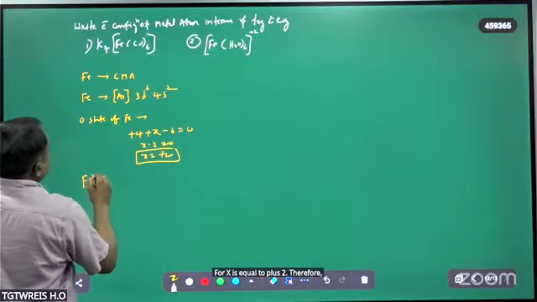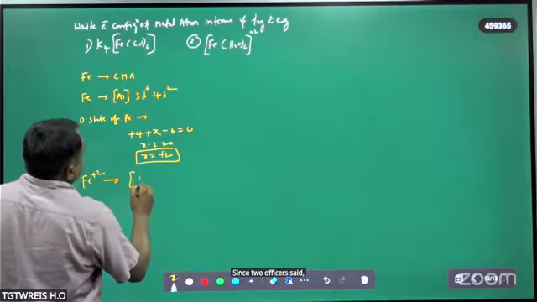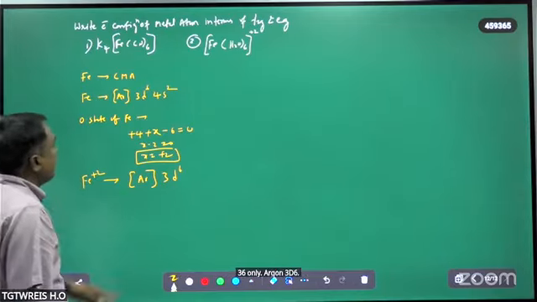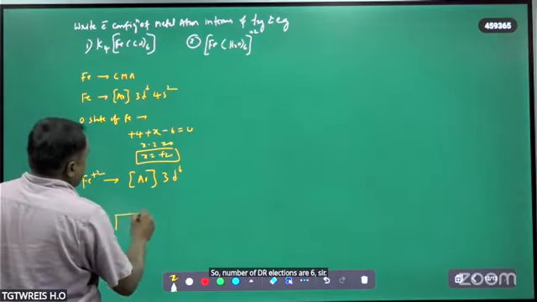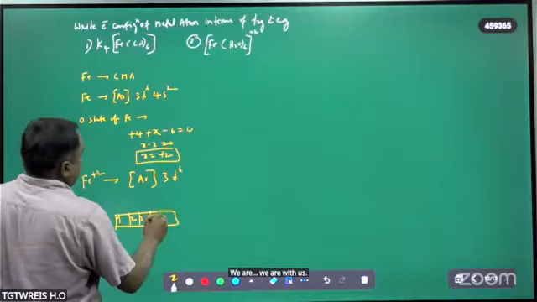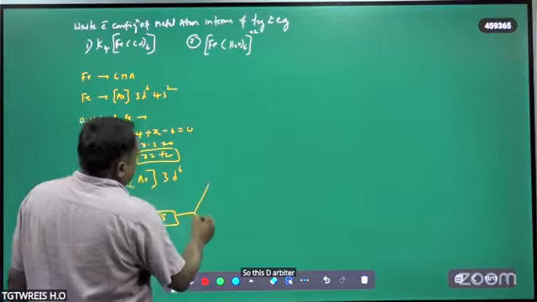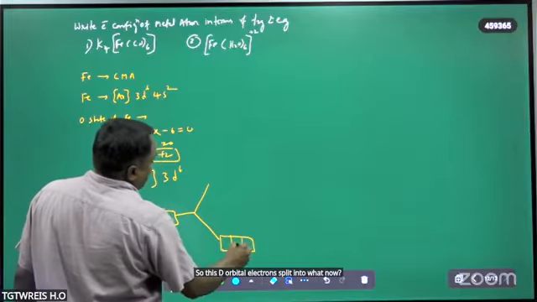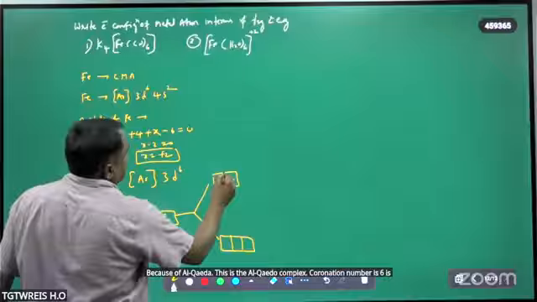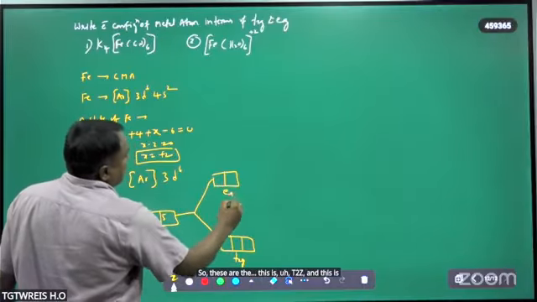Therefore, in the plus 2 oxidation state, the electron configuration is argon 3d6 only. So the number of d orbital electrons is 6: 1, 2, 3, 4, 5, and this is the 6th. These d orbital electrons split into different energy levels. This is an octahedral complex, coordination number 6. So this is t2g and this is eg.